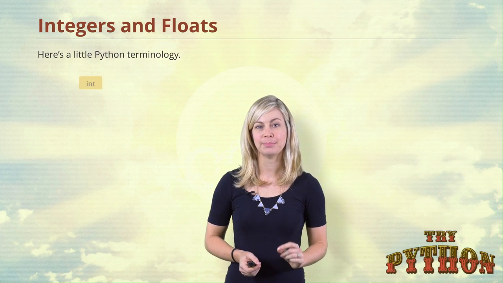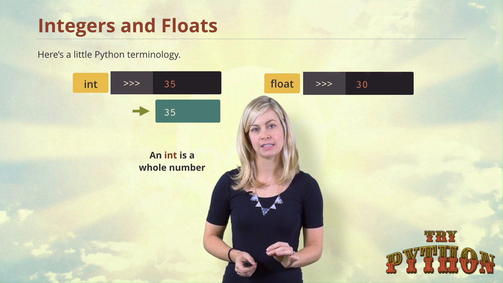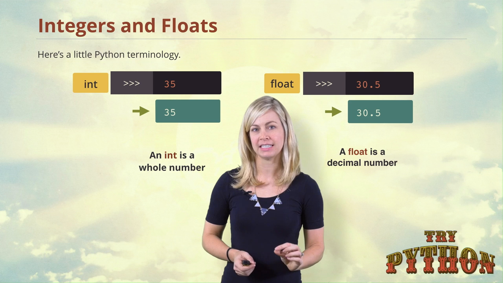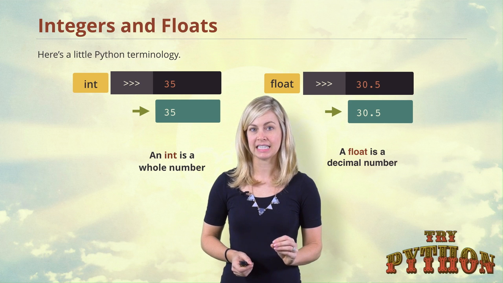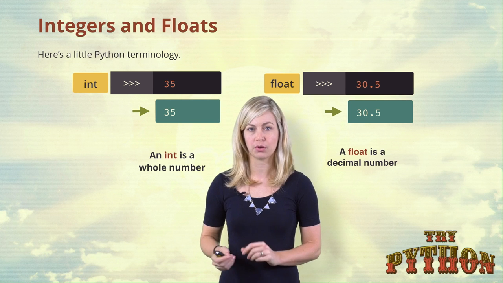Python has 2 types of numbers, whole numbers called ints and decimals called floats. Anytime you see a number without a decimal point, it's an int, and we'll be using those terms, int and float, throughout the course.